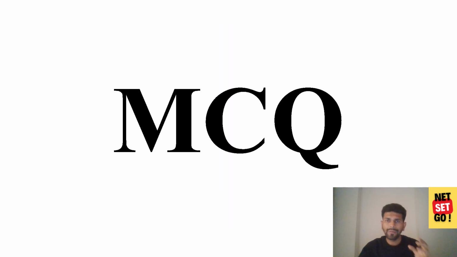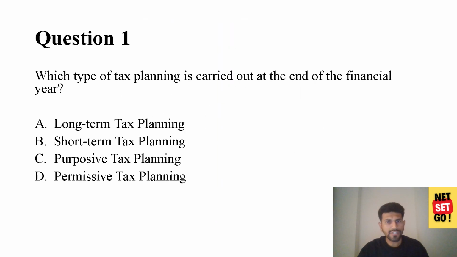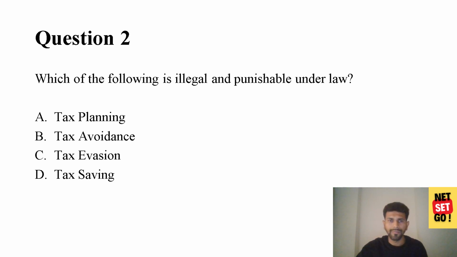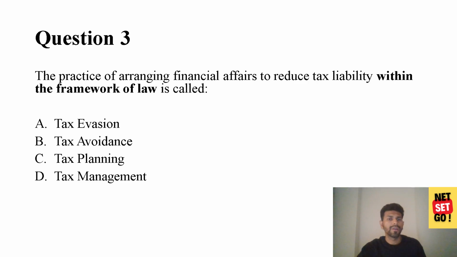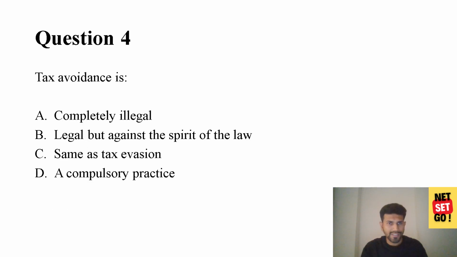Let's start some MCQs. First, which type of tax planning is carried out at the end of financial year? It is short-term tax planning. Option B is the correct answer. Next, which of these is illegal and punishable under the law? It is tax evasion. Next, the practice of arranging financial affairs to reduce tax liability within the framework of law is tax planning. Next, tax avoidance is completely legal but against the spirit of law. Correct. B is the correct answer.